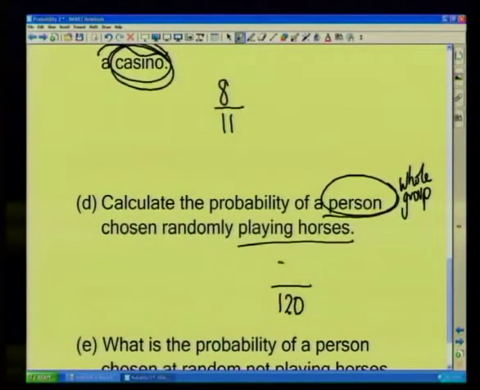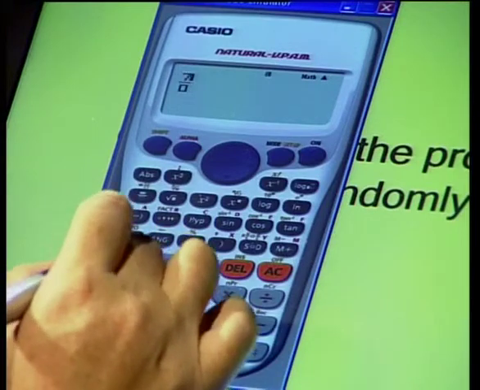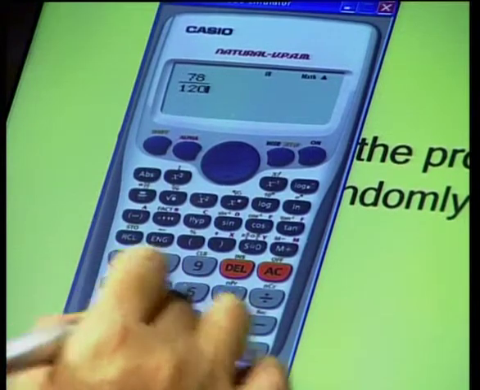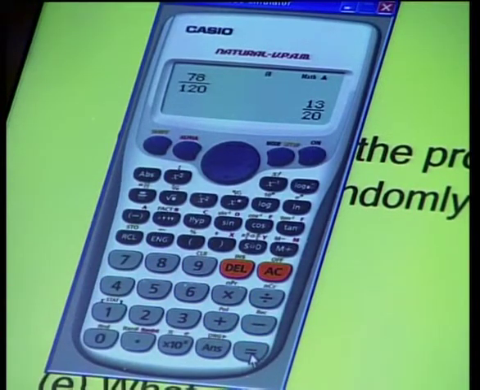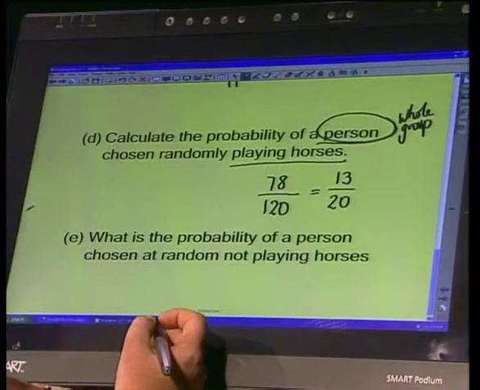Okay, so it's going to be 78 out of 120. Now, sometimes it's a good idea to convert that 78 out of 120 to a simpler fraction. And again, I would get my calculator out and use my function of fractions and go 78 over 120. And magic's magic, it simplifies it for you. And I get a simplified answer of 13 out of 20. Right, let's go into the next one.